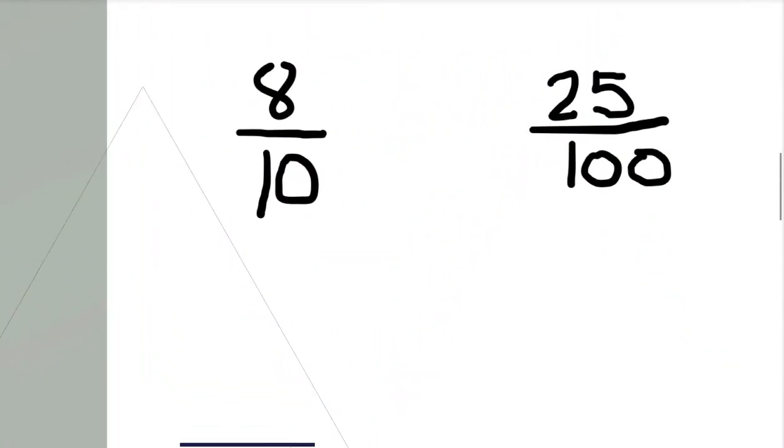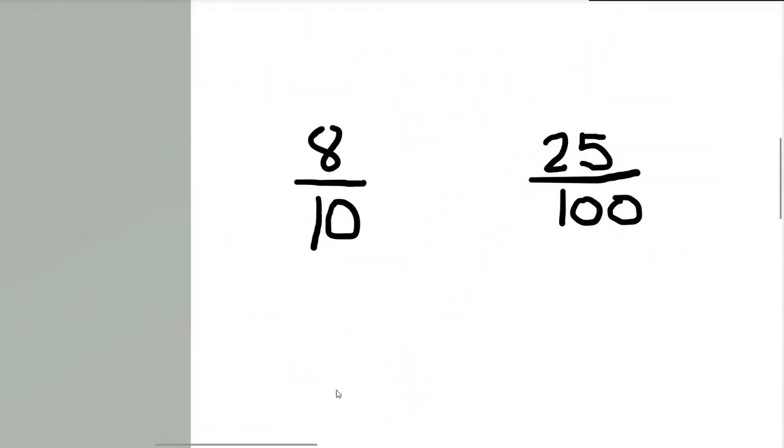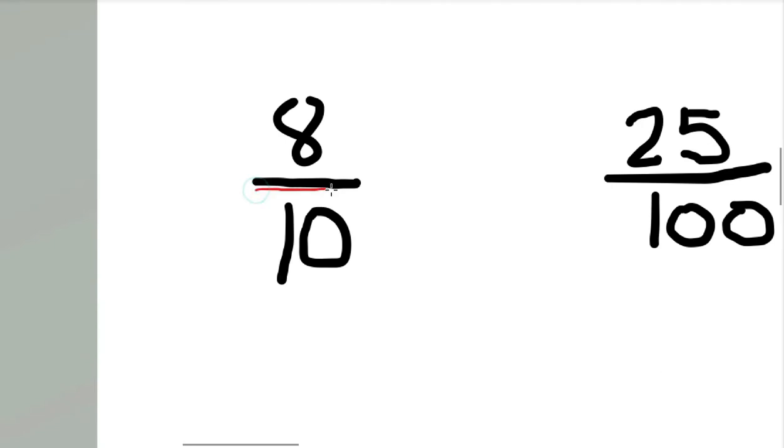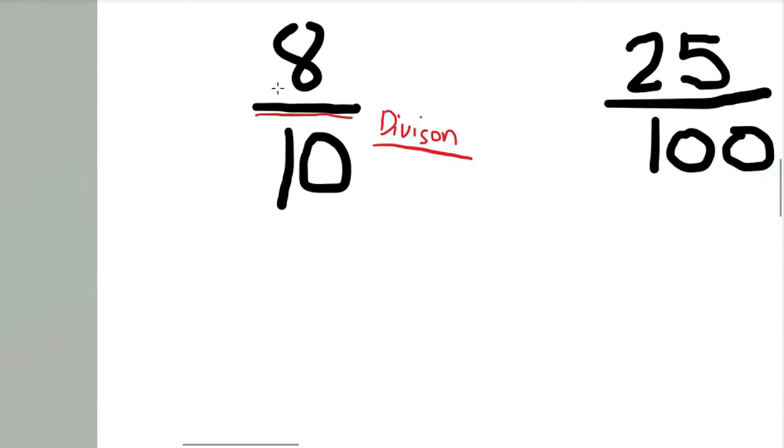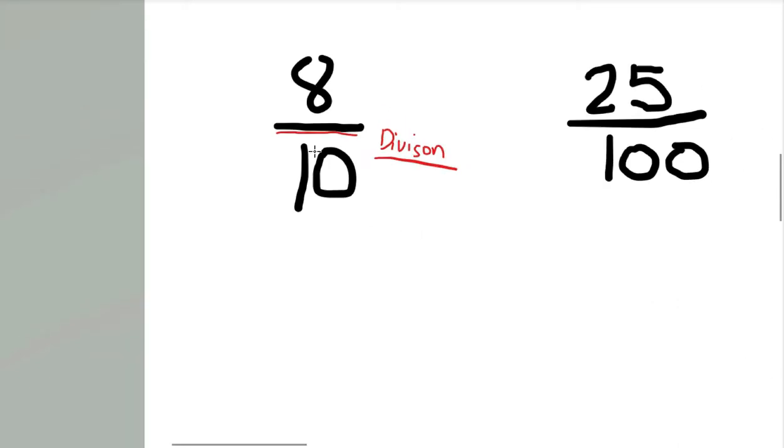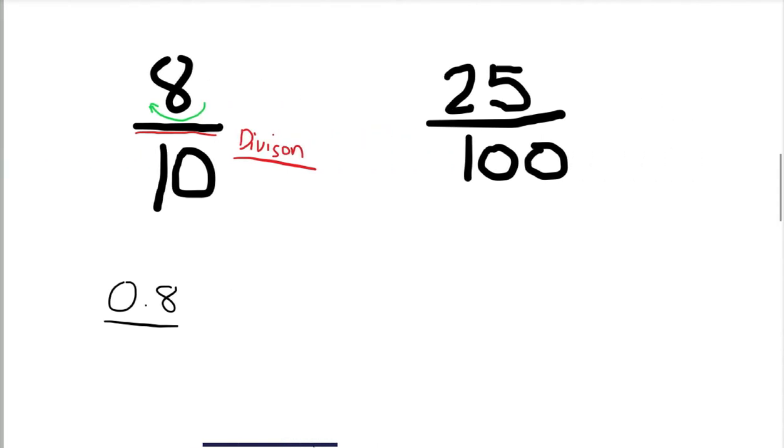Here are some examples. First example is 8/10. Remember that this fraction bar is a division operation. It means 8 divided by 10. Since we have already studied dividing mentally, we don't need to solve this. We're going to move the decimal point to the left one time because 10 has only one zero. So if we move it one time, our answer will be 0.8.